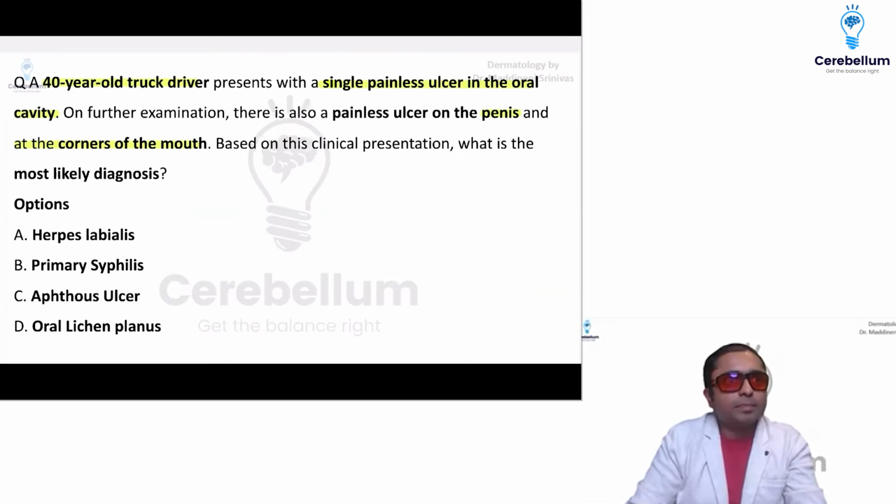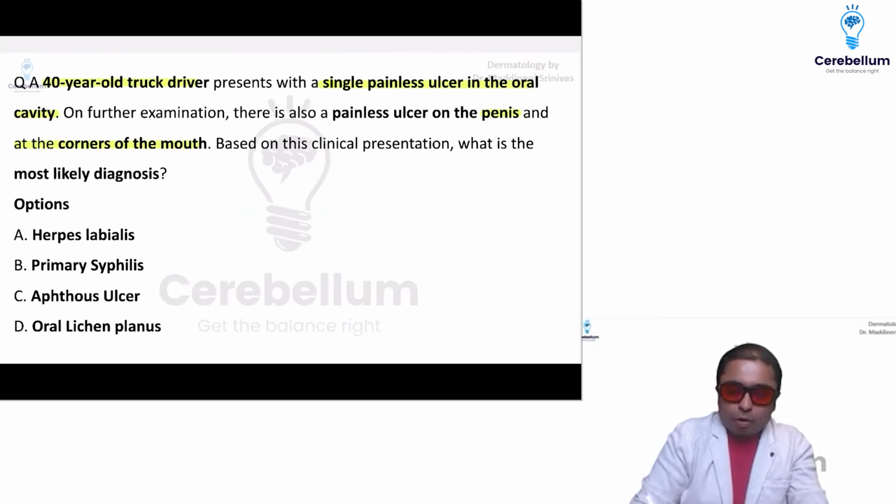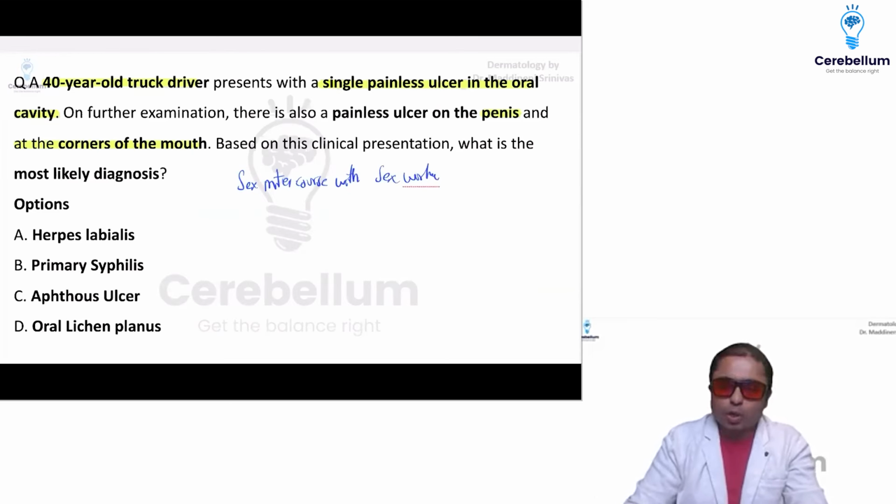Yes, dear students? Not painless, it was painful. Acha. Okay. But students told me that it was painless. Okay. Let us see what other students say. So there was a mention of sexual intercourse with a sex worker. Okay. Painless. Acha, no image was there.